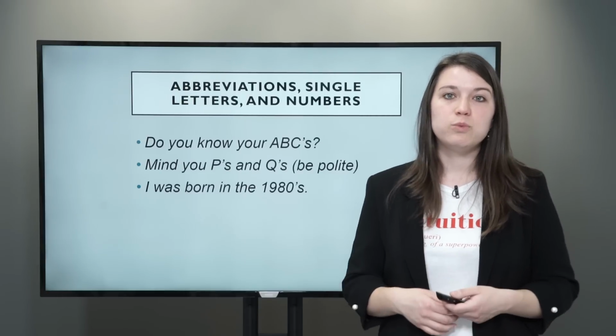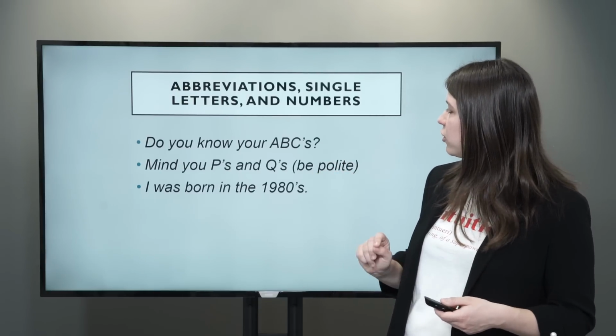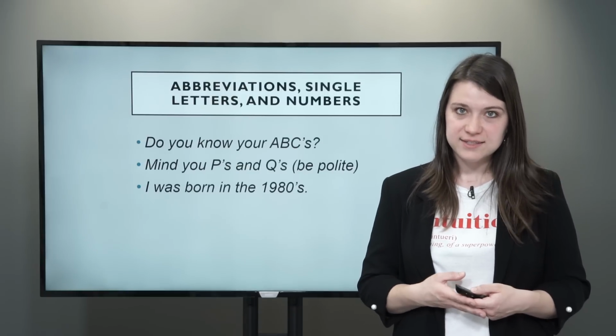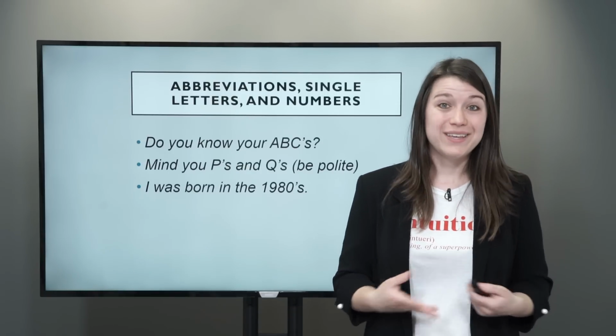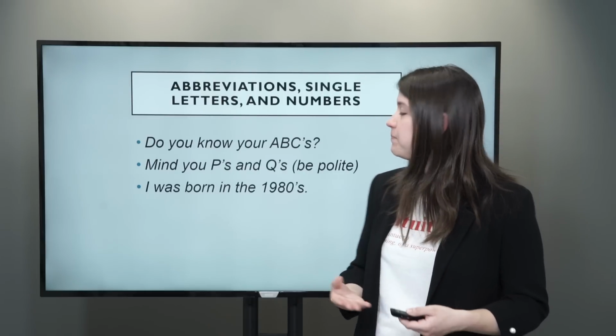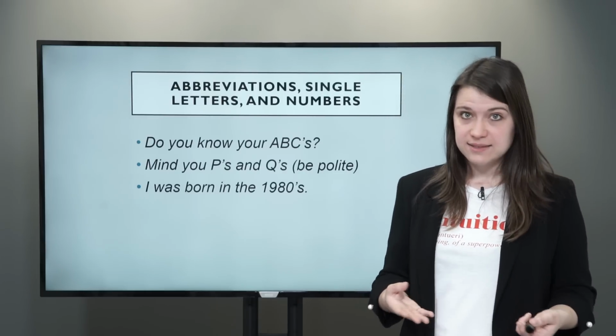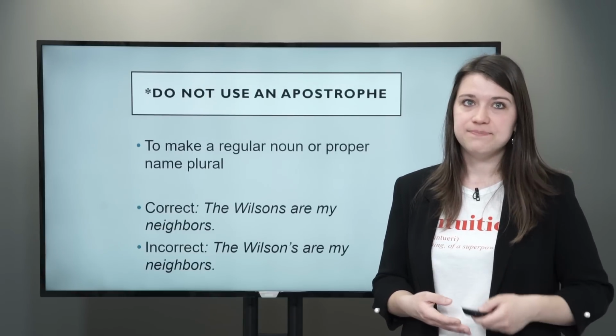This is an expression which means you should be polite. So after the letter P and after the letter Q, we add an apostrophe S. Okay, and finally, with dates or years, we add an apostrophe S as well. For example, I was born in the 1980s. So the 1980 with an apostrophe S.